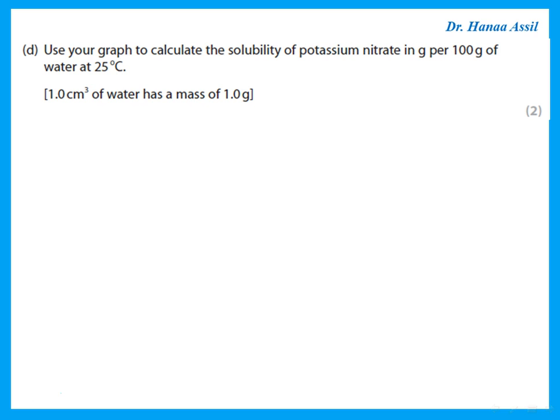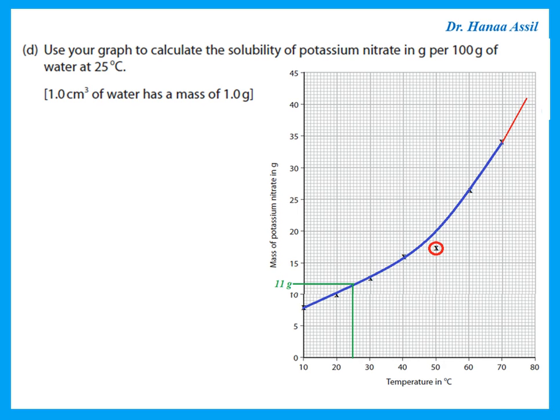Use your graph to calculate the solubility of potassium nitrate in grams per 100 grams of water. Again, if we remember, he was doing all of this dissolved in 25 centimeters. Now he's looking at 25 degrees Celsius, so I go up from 25 degrees Celsius and I find that at 25 degrees Celsius, I have 11 grams dissolved in 25.